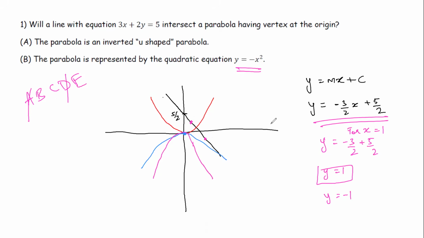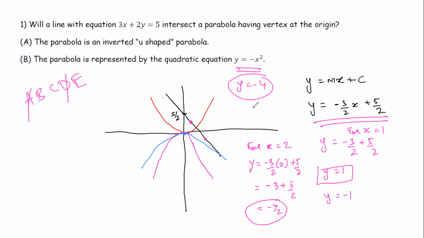So we'll take x is equal to 2. For x is equal to 2, y is equal to -3/2 into 2 plus 5/2. So that is -3 plus 2.5. So that is -half, right? Then we plug it in here. When x is 2, y is equal to -4. So the y values that we are getting are -half and -4. There is so far no common point where x and y are both equal. So far we took x as 1, y was different; x is 2, y is different.